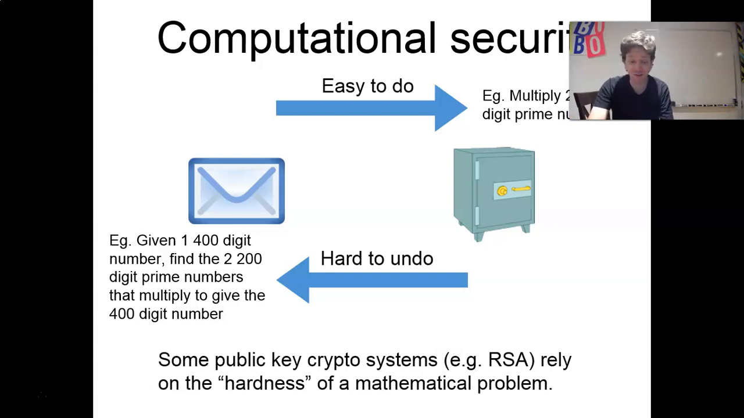What's hard to do is then to unlock this. Being given one 400-digit number, you need to figure out the two 200-digit prime numbers that multiply to give that 400-digit number. That's hard to do. I don't think you can do it. Computers can't even do it. It's a very, very, very hard mathematical problem. And that's what security is based off of. Private information is simply based off of the fact that you can't do a hard math problem.